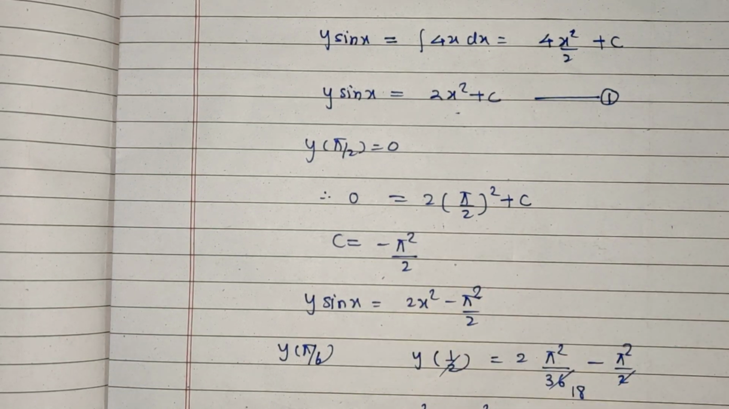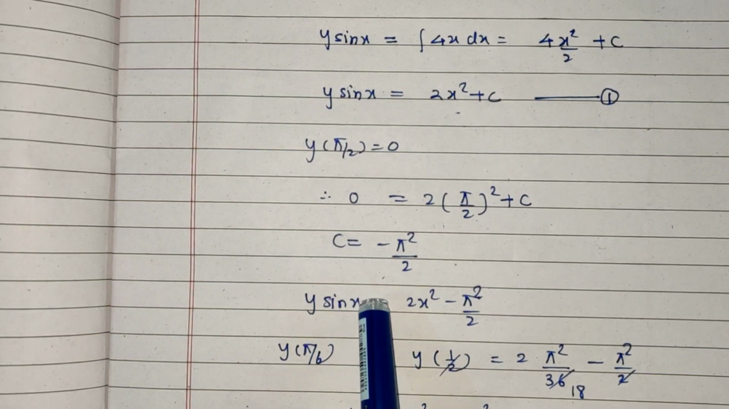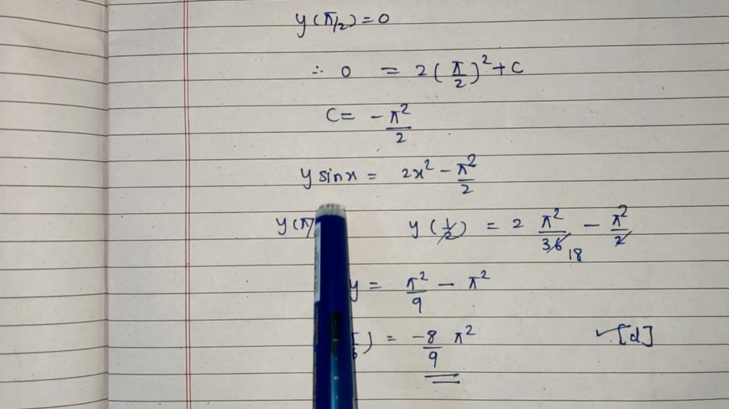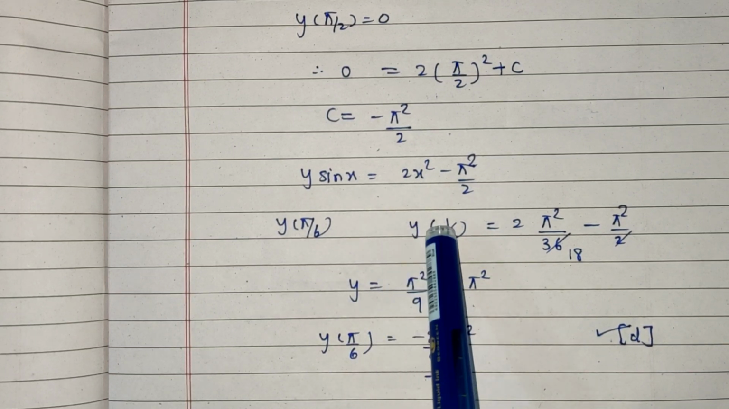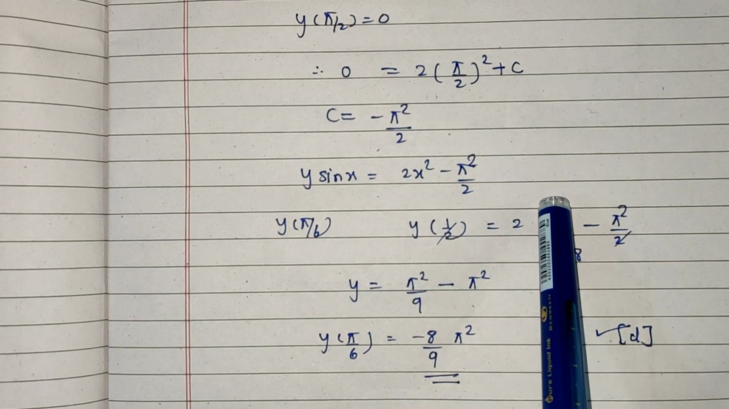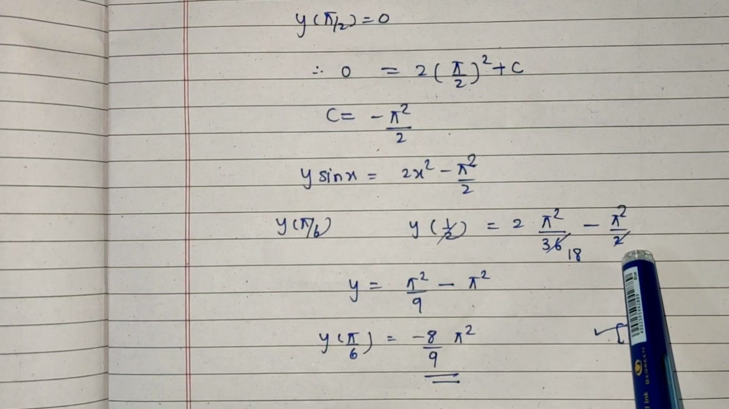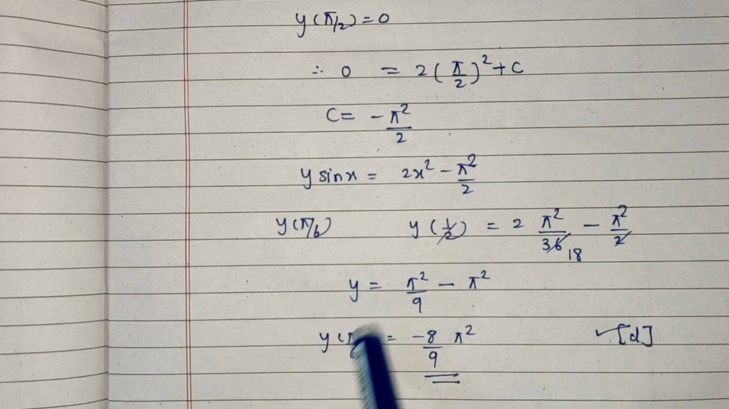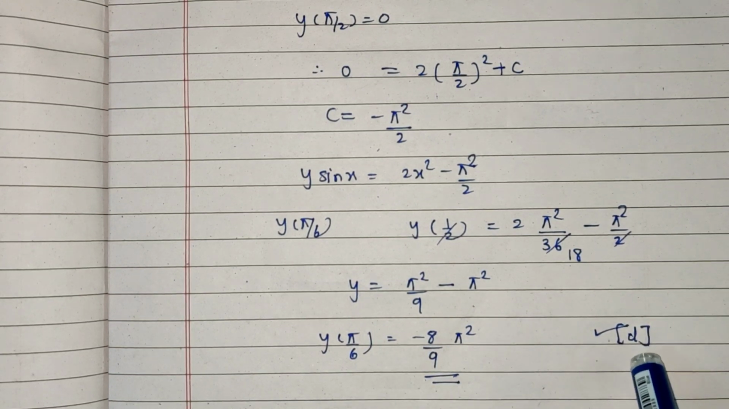y of pi by 6 is to be found out, so substitute here x is equal to pi by 6. Therefore sin pi by 6 is 1 by 2, y into 1 by 2 equals 2 into pi upon 6 whole square minus pi square upon 2. Simplified, you will be getting y of pi by 6 as the answer, minus 8 upon 9 pi square. The D option is the correct option.